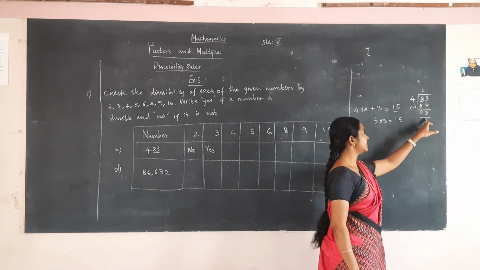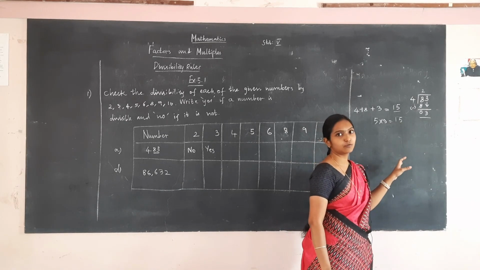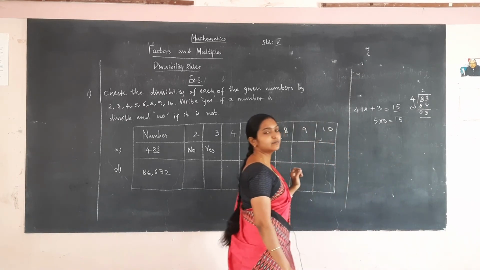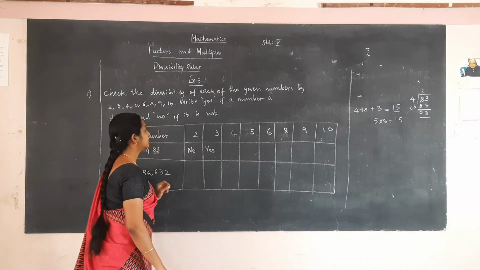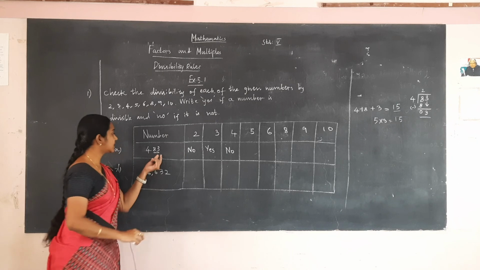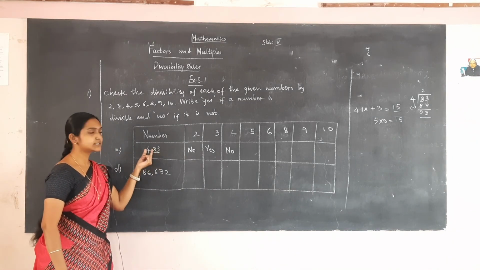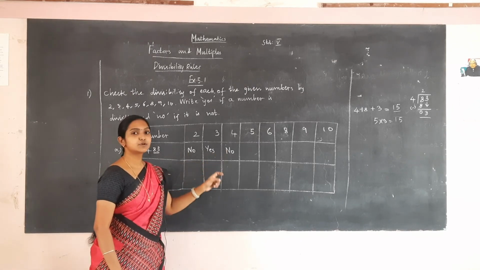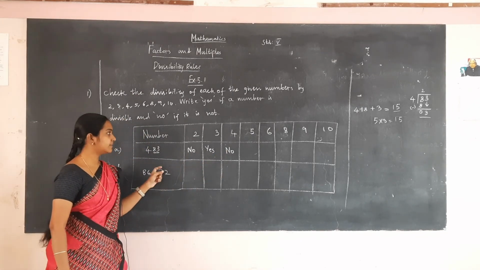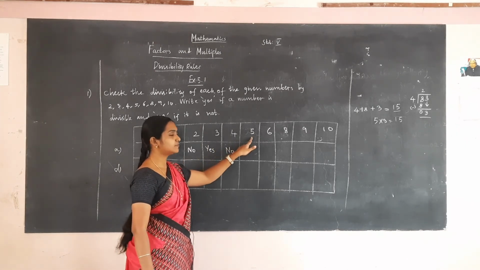3 is the remainder here. 83 is not divisible by 4, so the whole number will not be divisible by 4. So write no. We have to look at the last 2 numbers. 83 is not divisible by 4, so the whole number will not be divisible by 4. So write no. Next, divisibility rule for number 5.